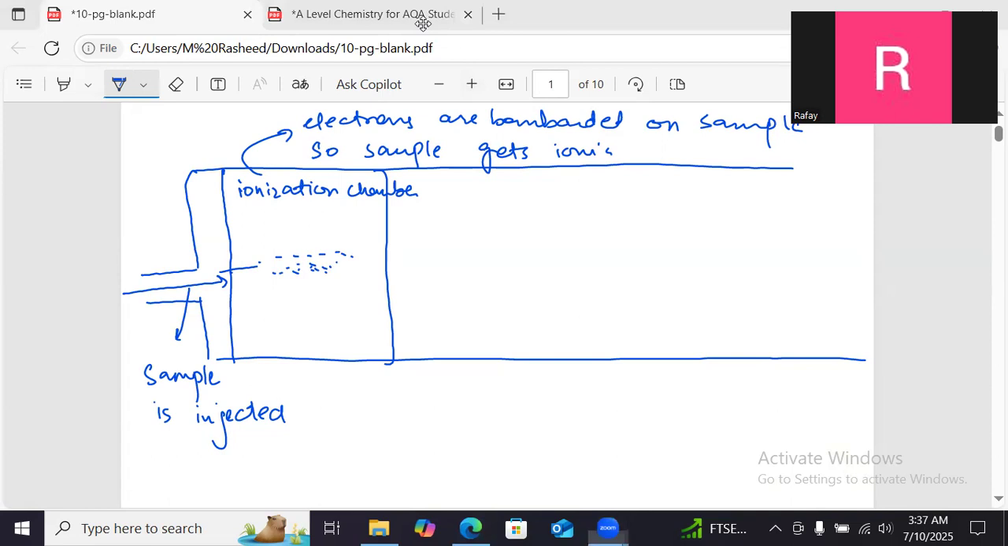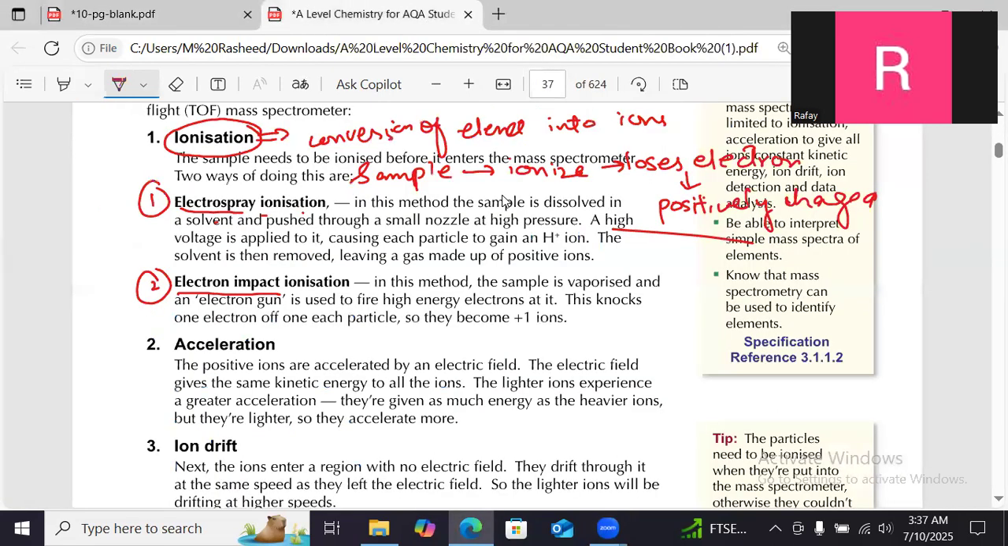But ionization can take place by two methods: electrospray ionization and the other method is electron impact ionization. Electrospray ionization is, in this method, the sample is dissolved in a solvent and pushed through a small nozzle at high pressure. Then a high voltage is applied to it, causing each particle to gain a proton, and the solvent is then removed, leaving a gas made up of positive ion.